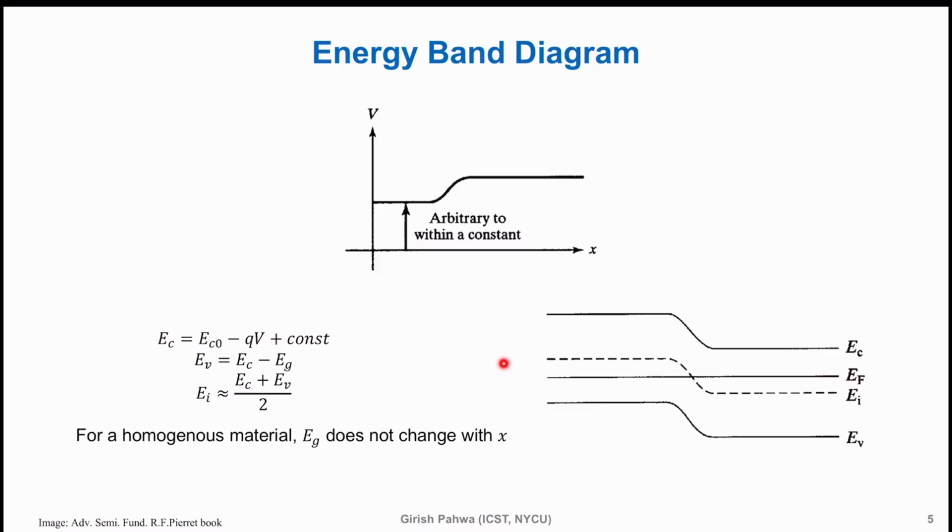Plus some other things, if you throw some light on the semiconductor, EF will not be constant then. It will be a function of x. Okay. Normal cases, say equilibrium case, EF is going to be constant. We will prove that.